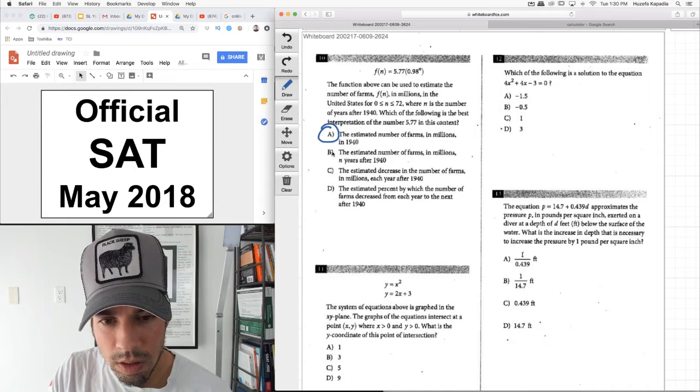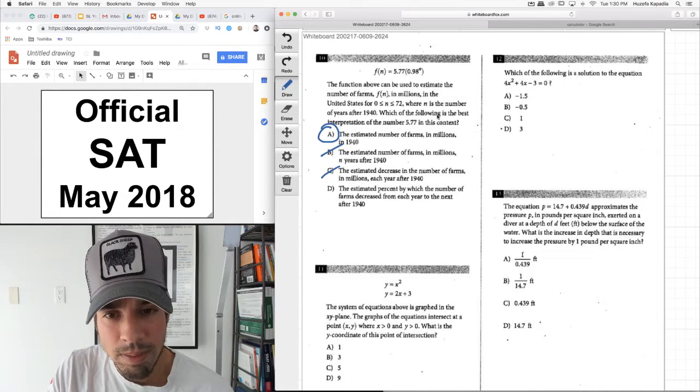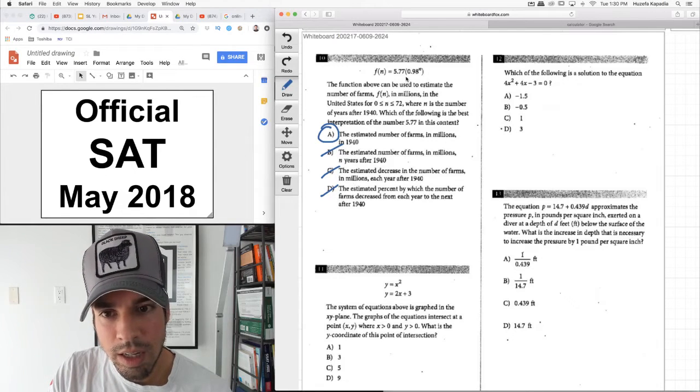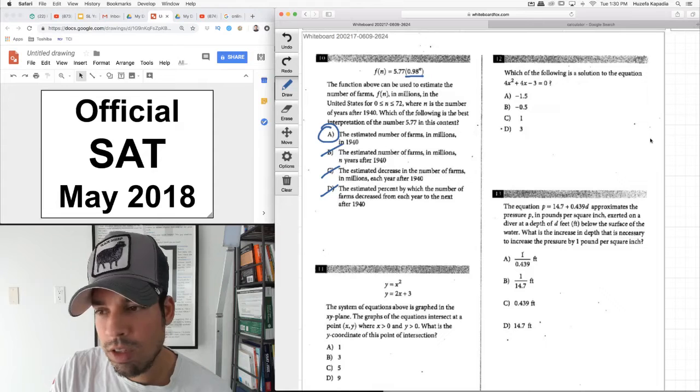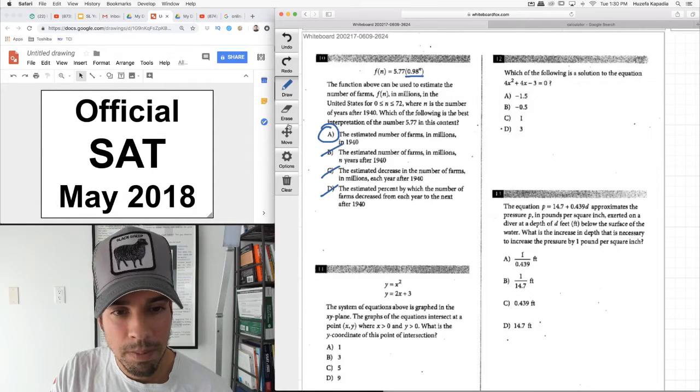No? I'm just going to look at these anyways. Definitely not decrease. That makes no sense. No. The percent is in here. It decreases by 2% each year. It's whatever the difference is between this and 1.